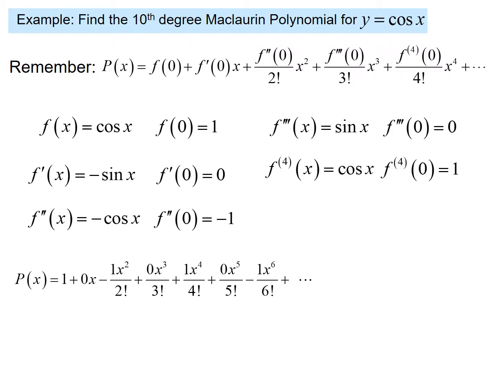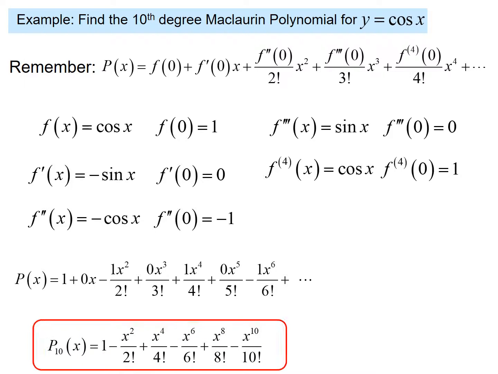And now you should recognize a pattern here with derivatives of sine and cosine. So if you really wanted to, you could go and write out all 10 derivatives, but you shouldn't have to. You should be able to identify the pattern that happens here. So now we go ahead and plug this into our formula. So f of 0 is 1, f prime of 0 is 0, f double prime is negative 1, and so on. And so all of those odd degree terms end up canceling out because they're multiplied by 0. And here's our 10th degree Maclaurin polynomial for cosine of x.